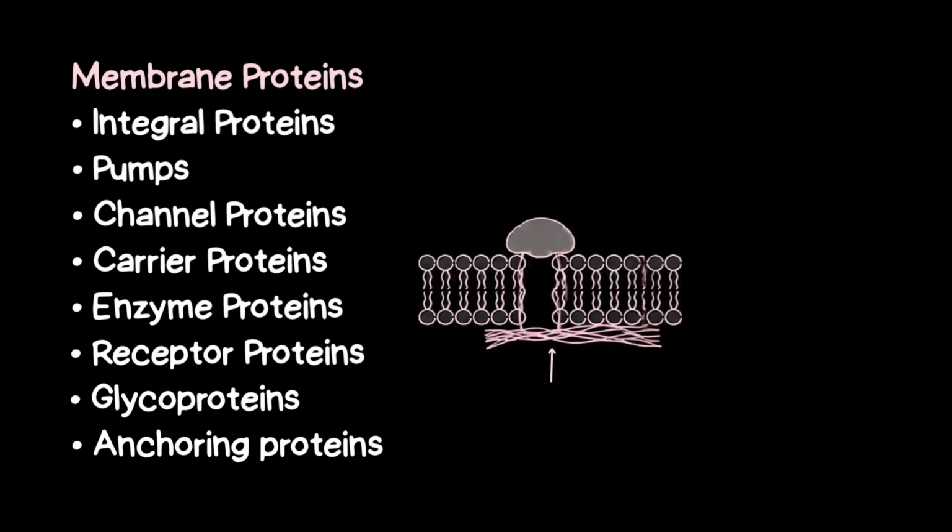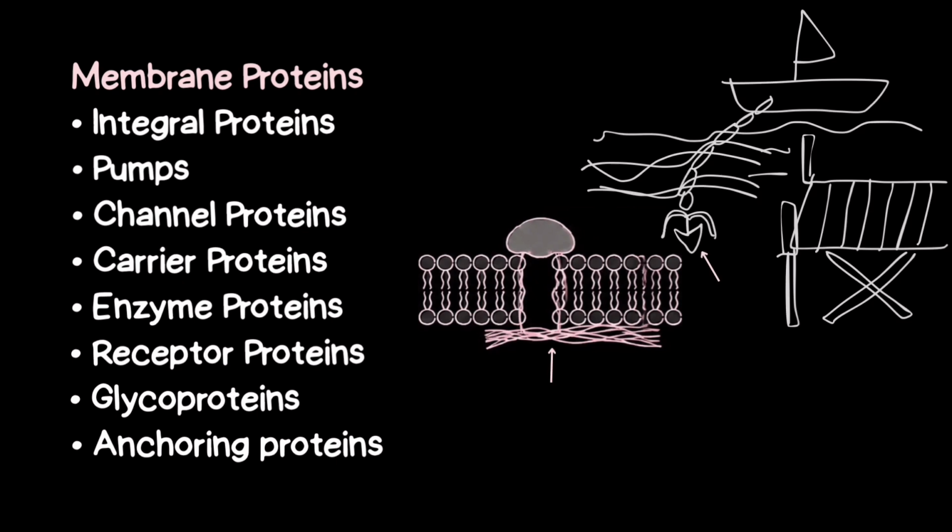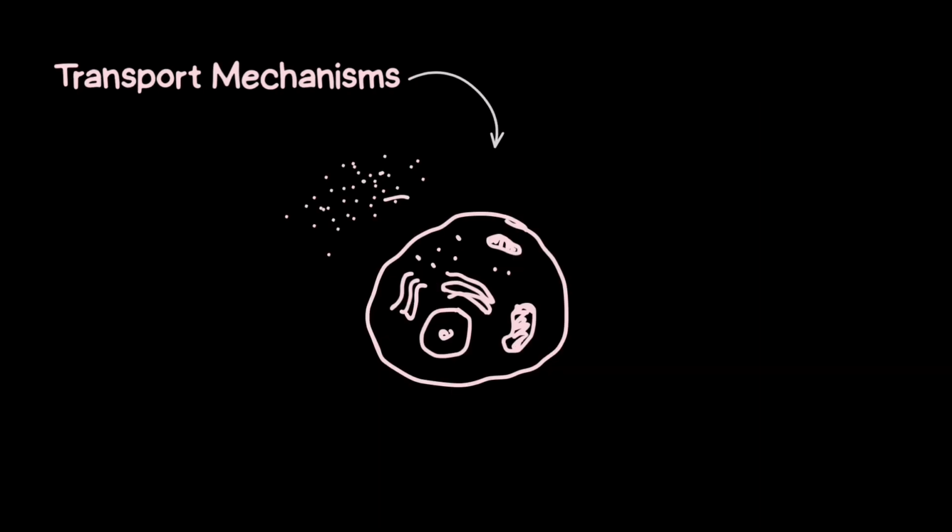Anchoring proteins hold the membrane in place and connect it to the cell's internal structure, like an anchor that helps the boat from drifting away. Each protein has a specific role in helping the membrane function properly. Now, let's look at how substances move across the membrane.